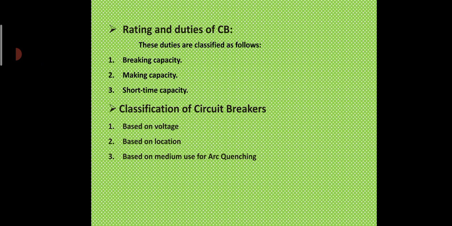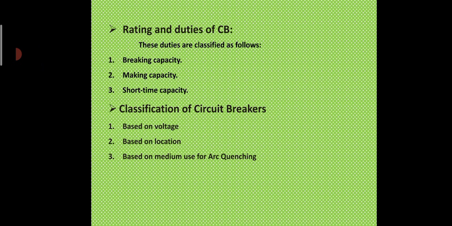Now short time ratings. Sometimes the fault is of the temporary nature and is clear automatically within 1 or 2 seconds. For example, some conducting objects fall on the overhead line conductors and fall down immediately. Circuit breaker is not tripped in this short time. The circuit breaker trips when this period is completed, so the contacts of the circuit breaker should be capable of withstanding fault current for certain time.